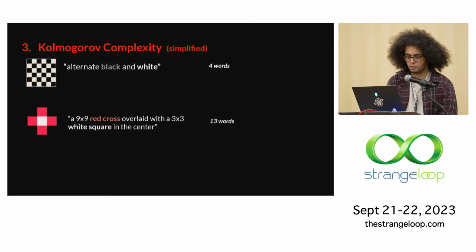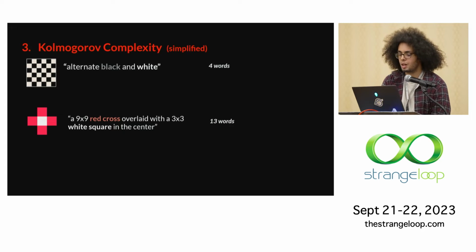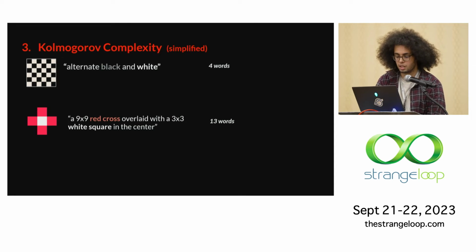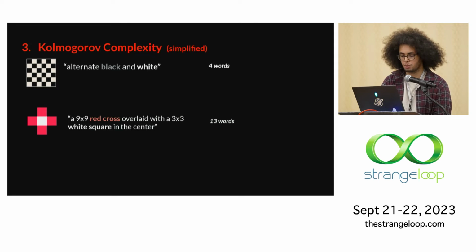For instance, the check pattern on the top left, you can describe it quite easily in 4 words. Just say, alternate black and white pixels. The one right under, it's a bit more complex. You need to add a bit more knowledge to describe that artifact. You could say something like, it's a 9x9 red cross overlaid with a 3x3 white square in the center, and that will take you 13 words to explain.